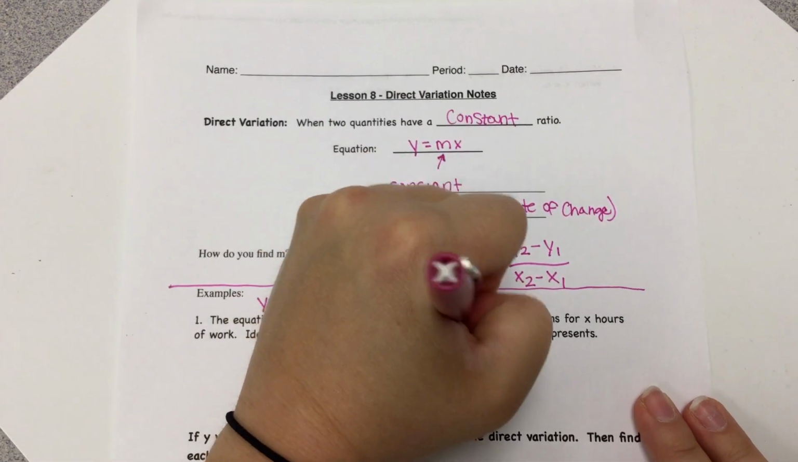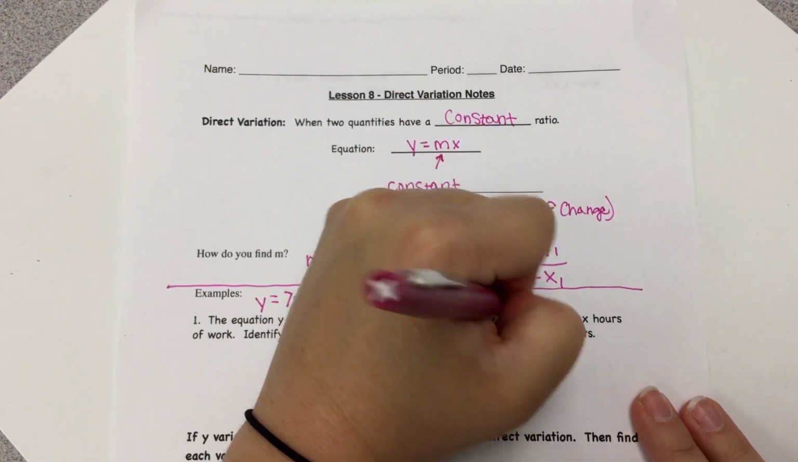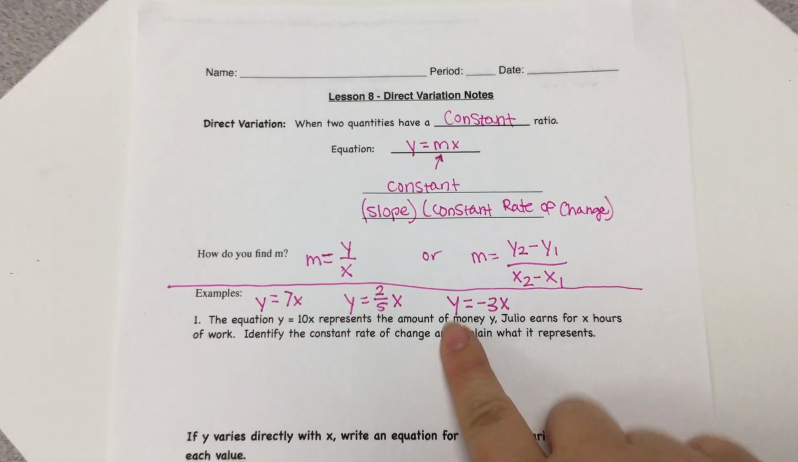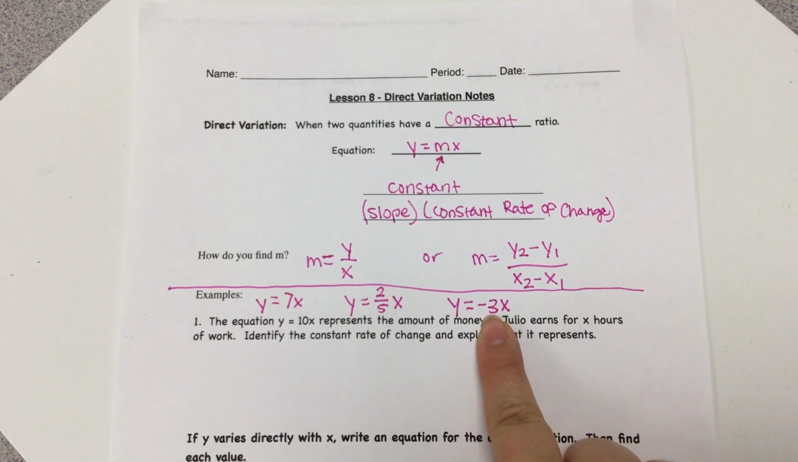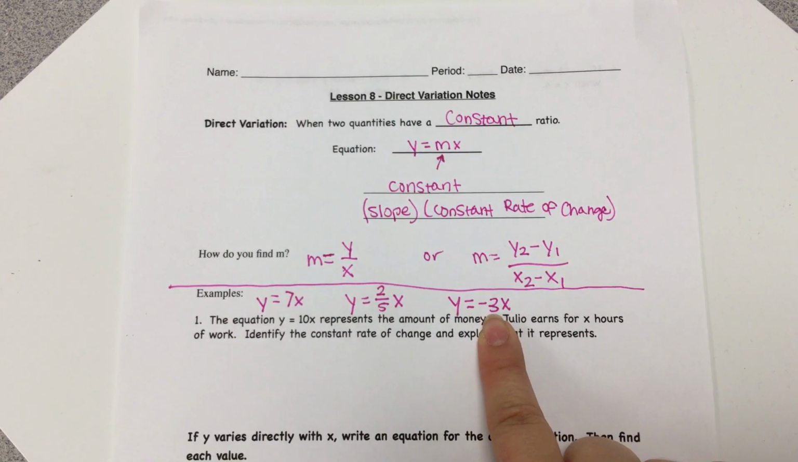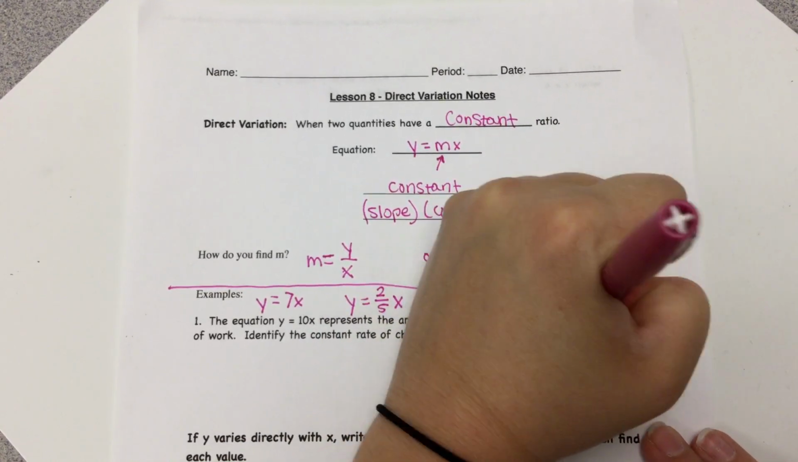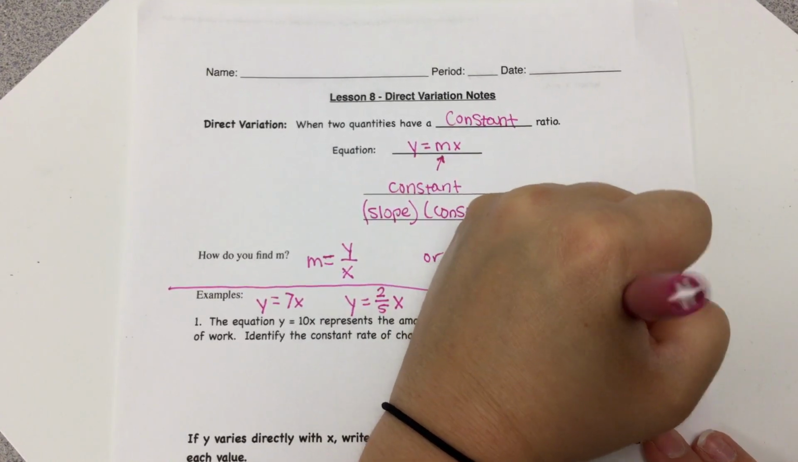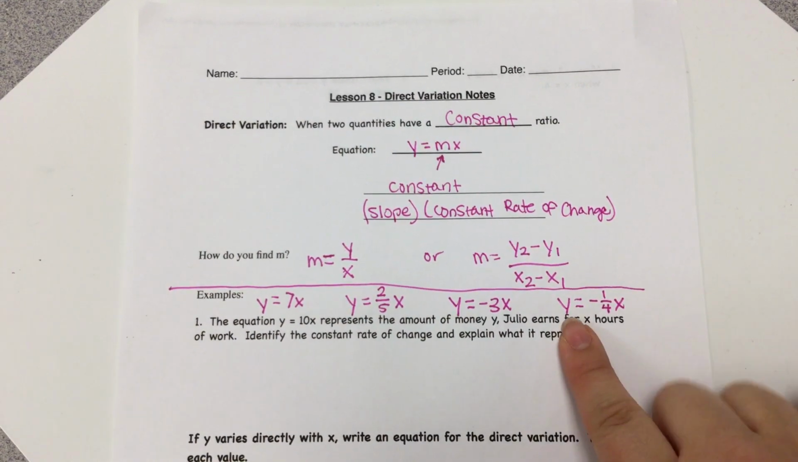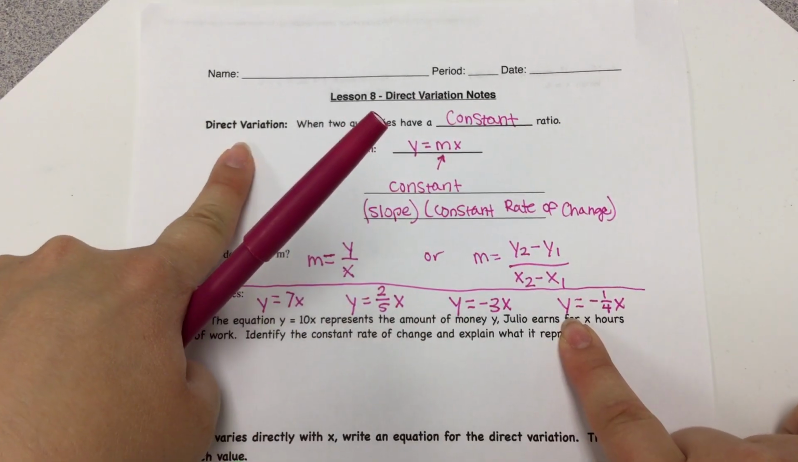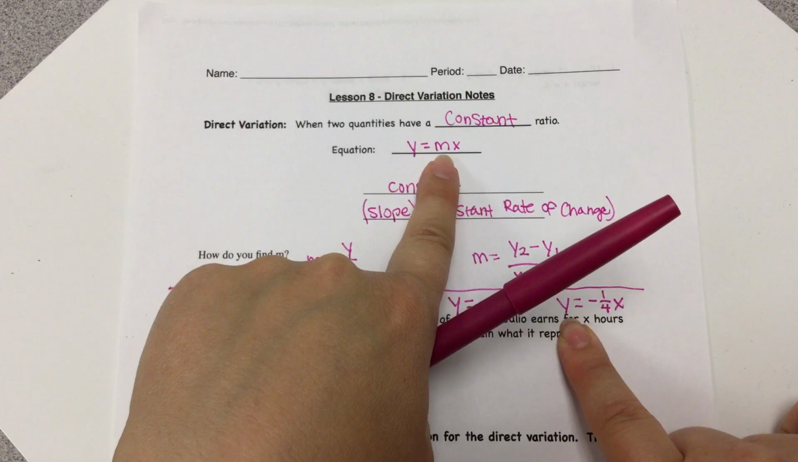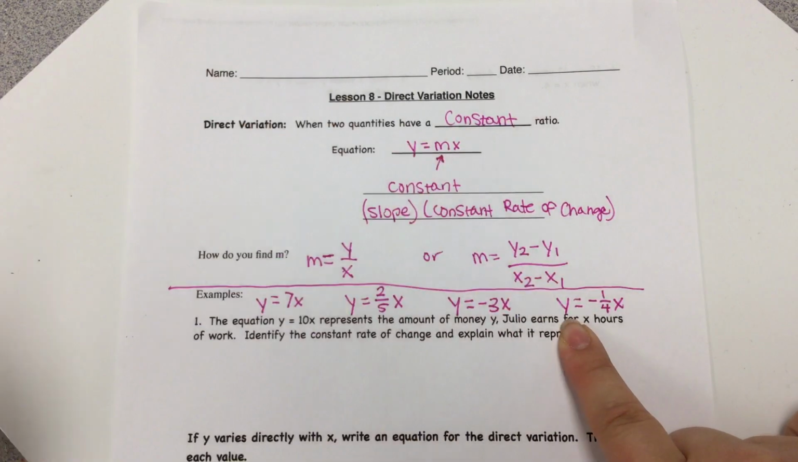Here's another one. y equals negative 3x. Now, since we've got a negative slope here of negative 3, that actually means on our graph that our line is going to be going in the downward direction instead of the upward direction. Here's another example. y equals negative 1/4 times x. All of these are direct variation equations where we're taking a constant rate of change and we're multiplying it by x.